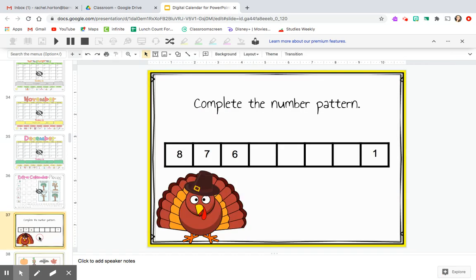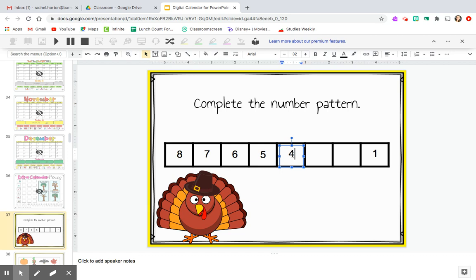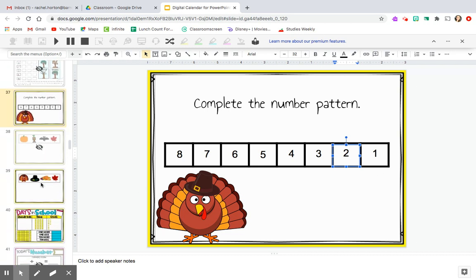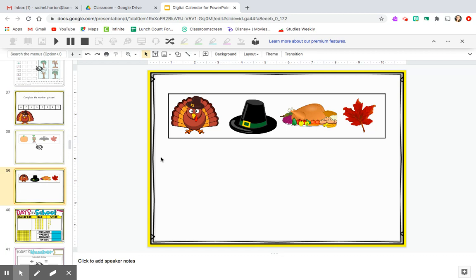All right, let's do our number pattern. It's not really a pattern. We're going to keep counting backwards. So 8, 7, 6, 5, 4, 3, 2, 1. Good job, guys.